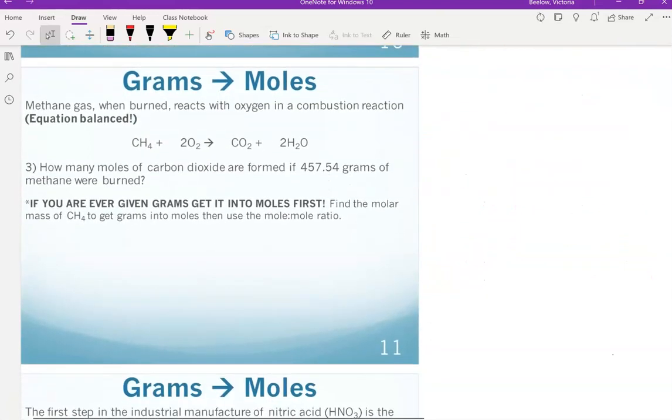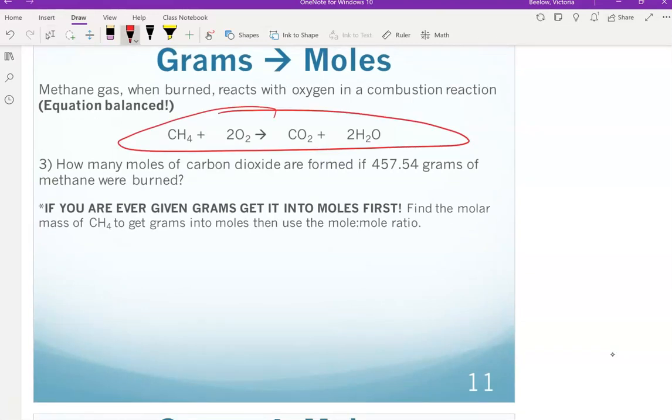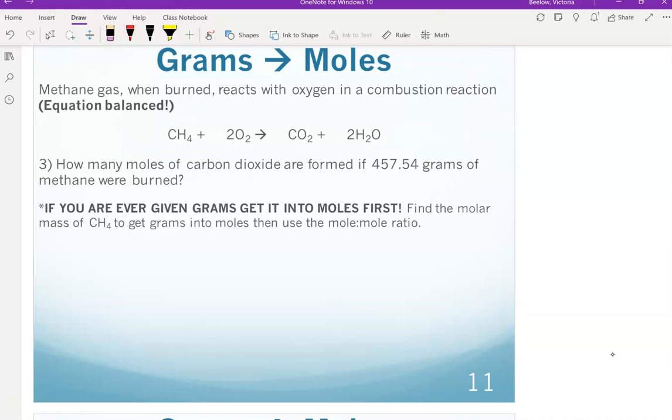All right, let's say now we are starting with grams instead, okay? So I have my balanced chemical equation here. This is just a typical combustion reaction. This is methane gas, CH4, and this is the combustion of that. So if you were to set methane gas on fire. So how many moles of carbon dioxide, which is CO2, are formed if we use this many grams of methane?